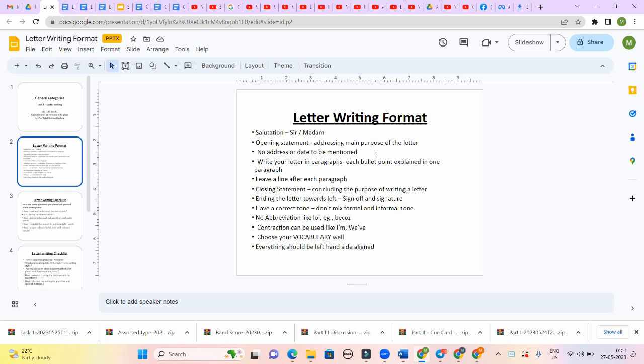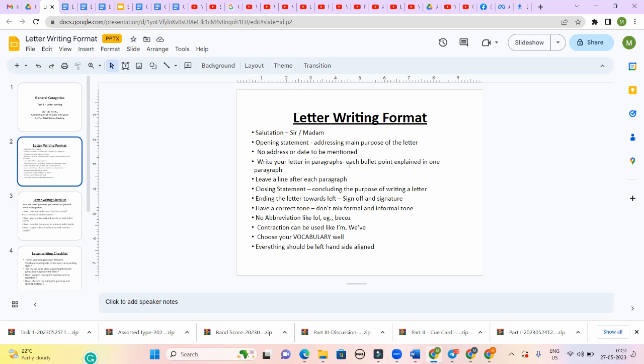Now let's understand the letter writing format. First, you should start with a salutation, Sir or Madam. Then an opening statement, addressing the main purpose of the letter, that is, why you are writing it. Next, no address or date should be mentioned, unlike the letters we have seen in school days. So address or date need not be mentioned.